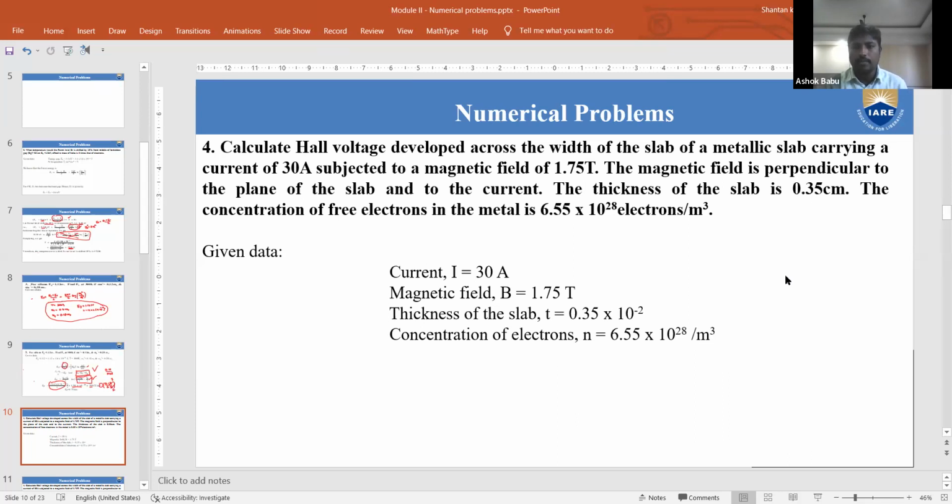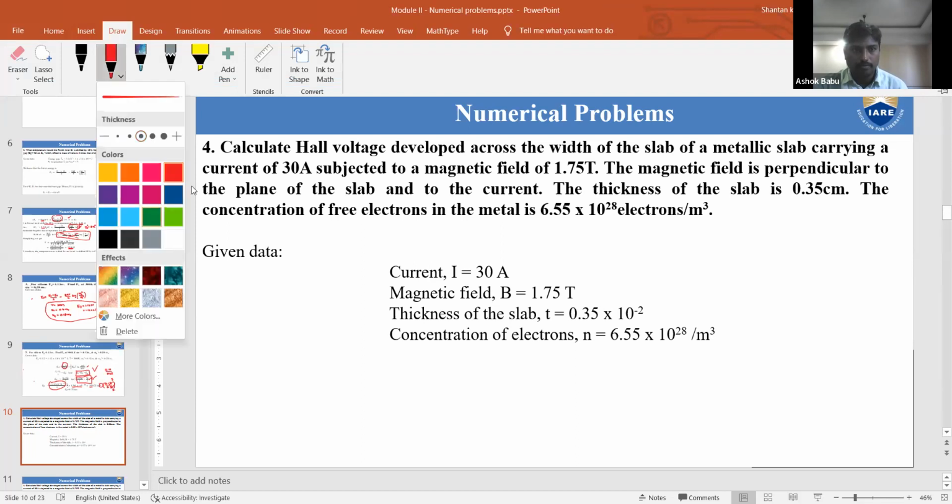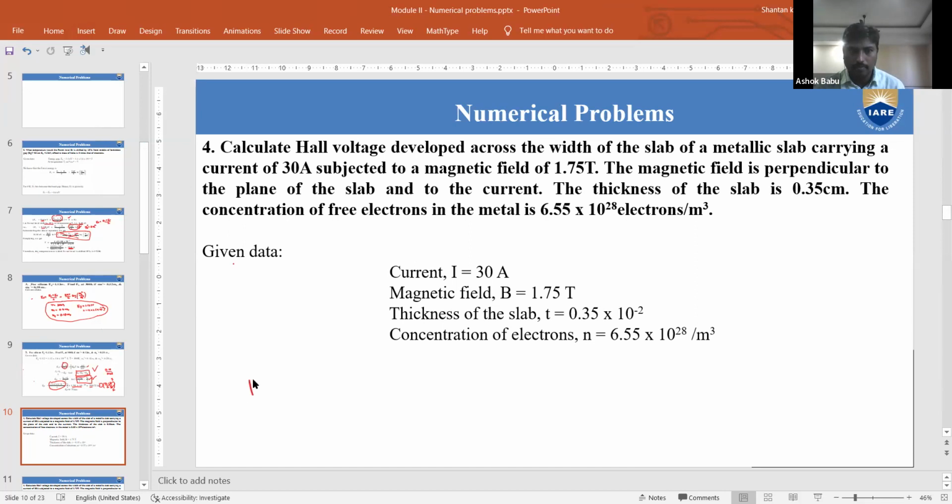The concentration of free electrons in the metal is 6.55 into 10 power 28, so concentration of electrons is nothing but N. N is given. To find out RH, use the formula RH equals 1 by N into E. If RH is required in the problem, find it using this formula. After that, calculate the Hall voltage also. What is the formula to find the Hall voltage? VH equals RH into B into capital I by d, where d is nothing but the thickness of the slab.